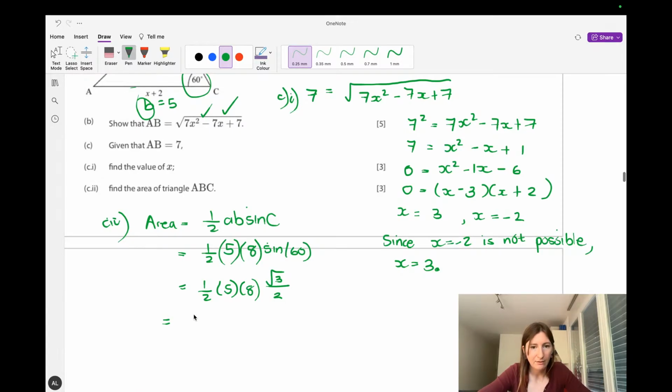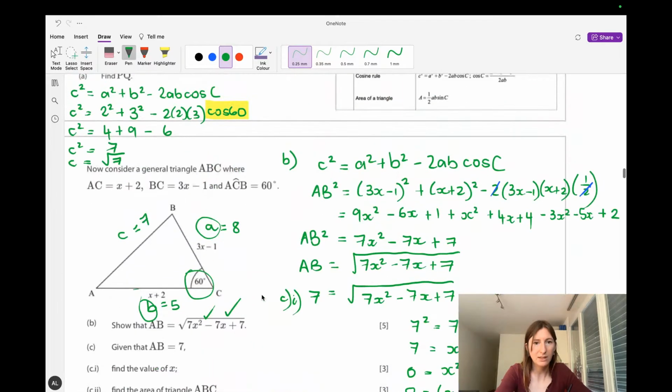So now we have 2 and 2 is over 4. 5 times 8 is 40. And root 3. 40 and 4, I can simplify. They're both, 40 divided by 4 is 10. So 10 root 3. And that's the area of my triangle, all without a calculator.